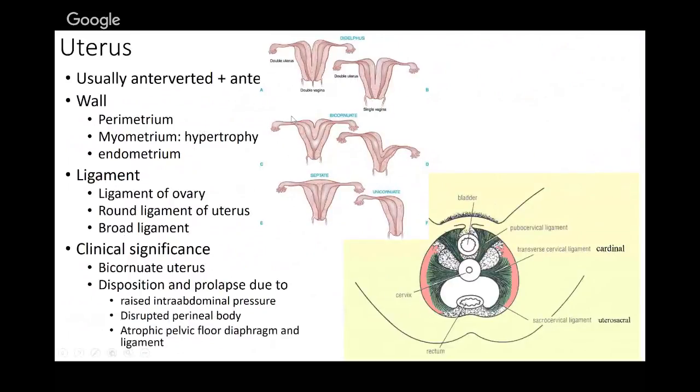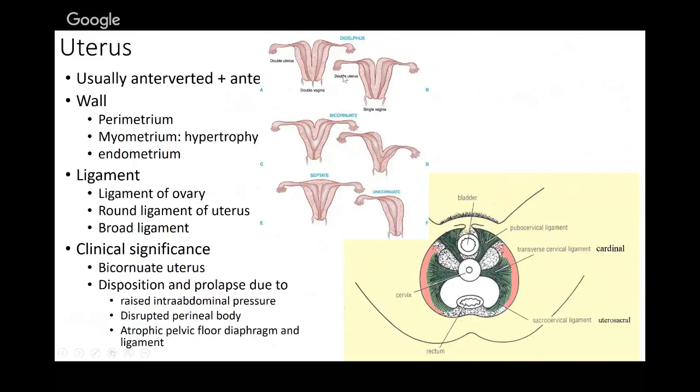The next one is the uterus. The common position is, sorry for this, but it's anteverted and anteflexed. Just remember the name of it. The wall of it has three layers: perimetrium, myometrium, and endometrium. It has a couple of ligaments supporting it, specifically the round ligament of the uterus and the broad ligaments.